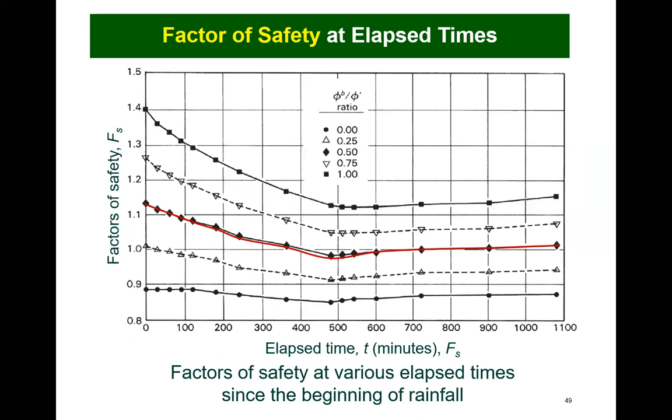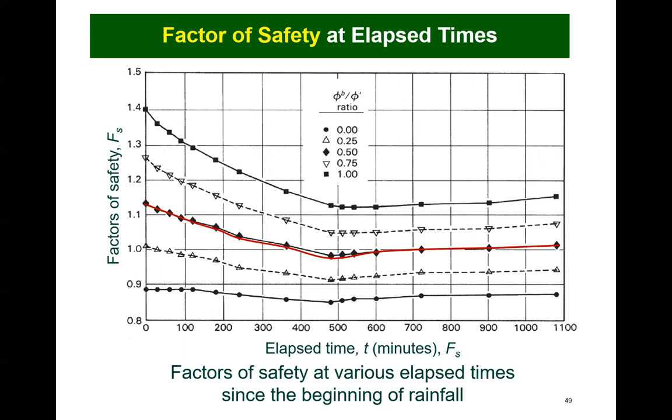The computed pore water pressures were imported into a limit equilibrium slope stability analysis, and changes in the computed factor of safety were observed. The various lines on this graph correspond to the ratio of the phi b for the unsaturated soil, angle of friction, relative to the effective angle of internal friction, phi prime. Let us simply focus on the 50% line, where the ratio of the friction angles was 0.5.